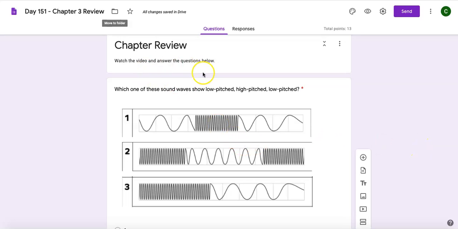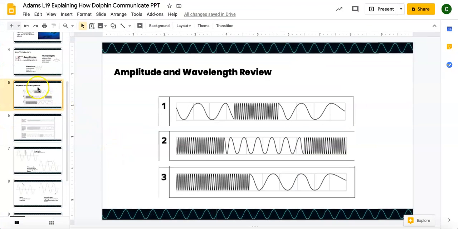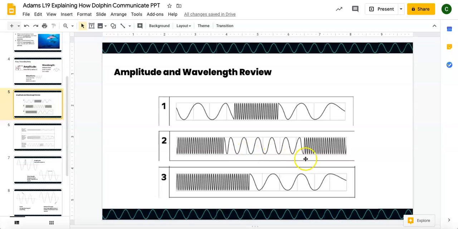So now you're at your chapter review. I'm going to go over some slides that are going to help you answer these questions. So make sure you are paying very close attention to the slideshow and to what I'm saying. These questions are actually going to help you on your assessment tomorrow. You're going to have very similar questions being asked on the assessment.